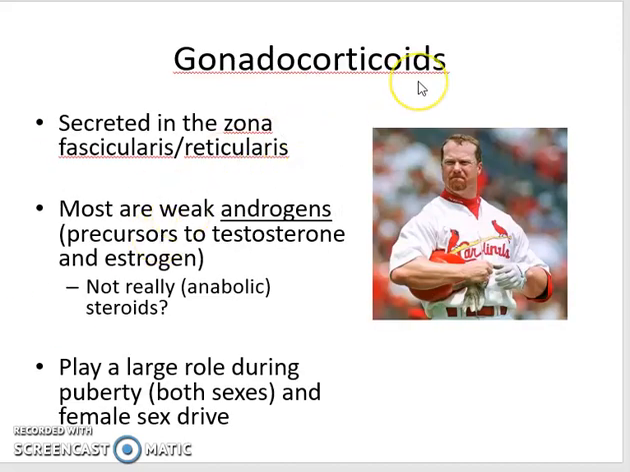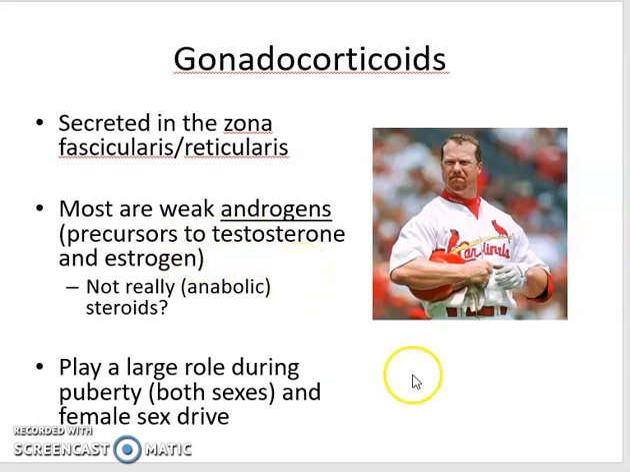All right, the last one I wanted to talk about as far as the adrenal cortex hormones are gonadocorticoids. They're secreted in those last couple layers, the fasciculata and the reticularis. Most of them are weak androgens. Okay, so an androgen is a precursor to testosterone. In other words, these chemicals can become testosterone and or estrogen. Estrogen and testosterone are just a shade away from each other in structure.